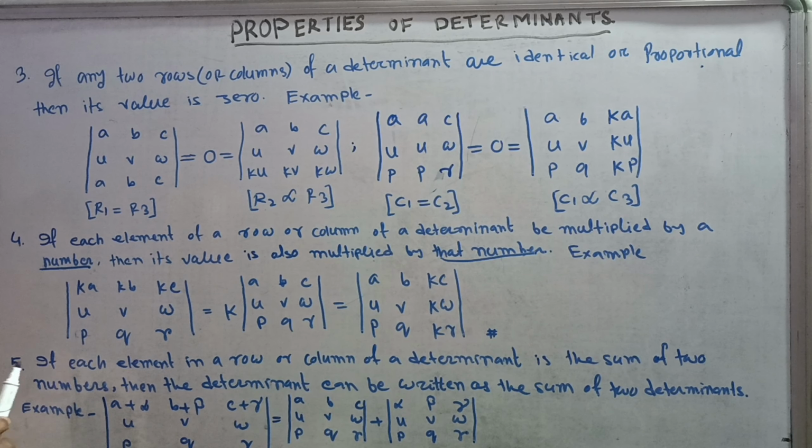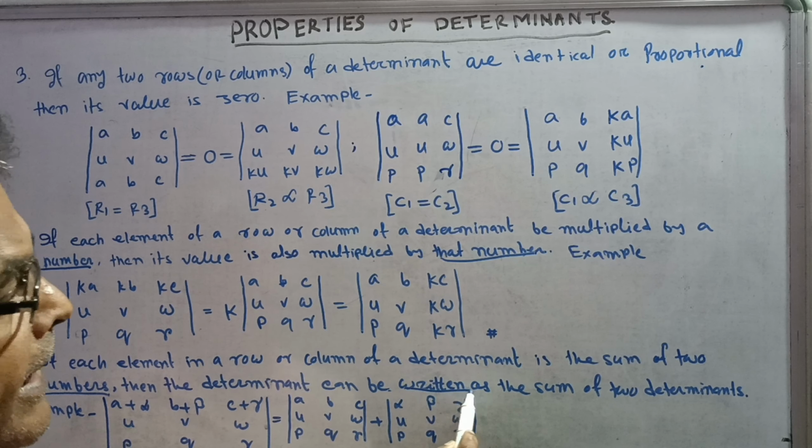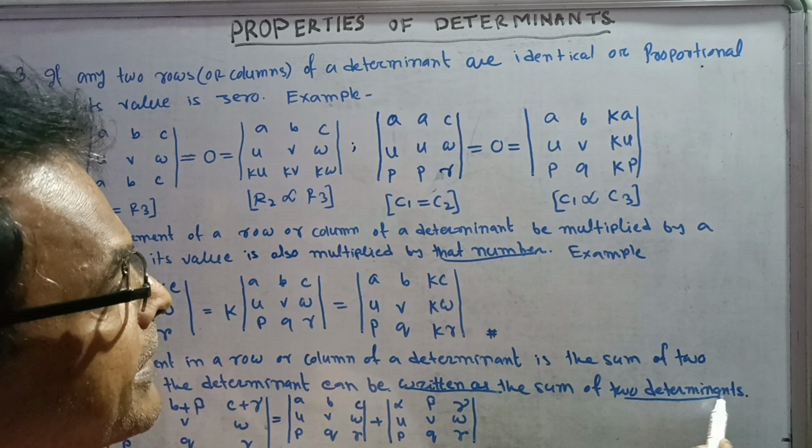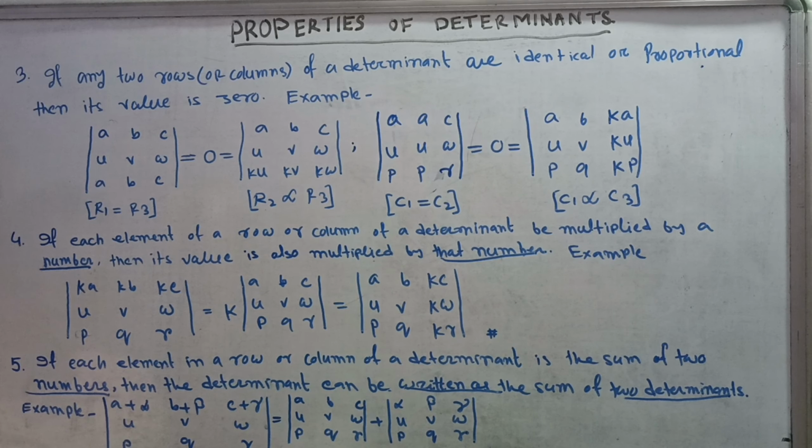Number 5: if each element in a row or column of a determinant is a sum of two numbers, then the determinant can be written as a sum of two determinants. Here we can take an example. In this determinant the first row is a sum of two numbers: a plus alpha, b plus beta, c plus gamma. So this determinant can be expressed as two determinants.